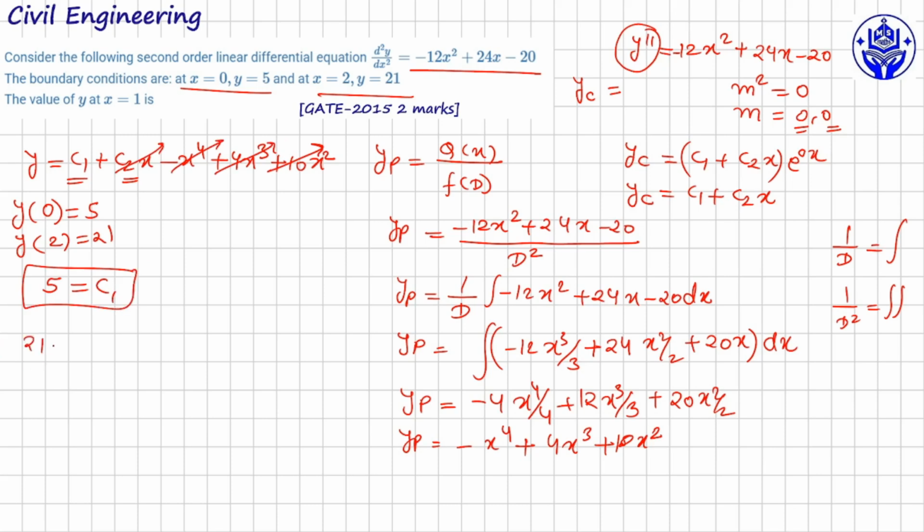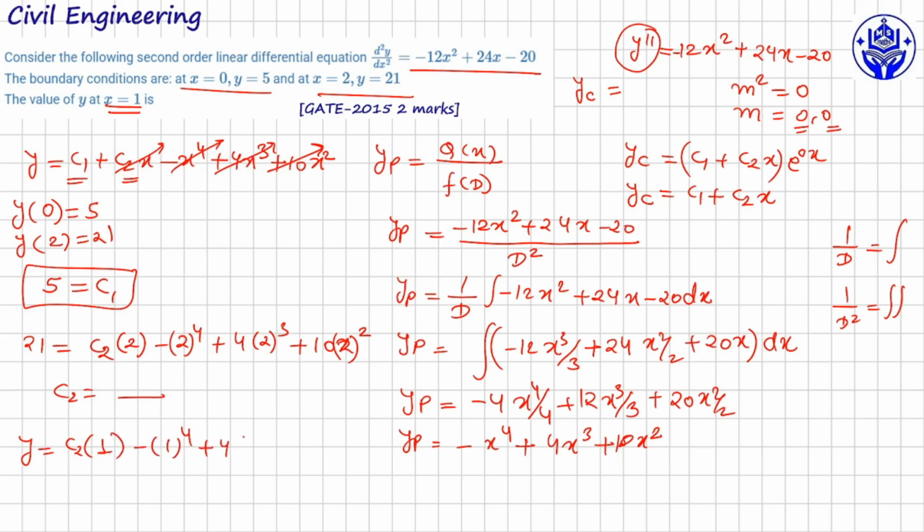And the second thing: y(2) is 21, so it is c2 into 2 minus 2 to the power 4 plus 4 times 2 cubed plus 10 times 2 squared. While calculating this, you will get the value of c2. After that, you put this c2 here and find y at x equals 1. So this will be 1 minus 1 to the power 4 plus 4 times 1 cubed plus 10 times 1 squared, whatever the value of c, and after solving this you get y equals 18. This is the solution for this question.